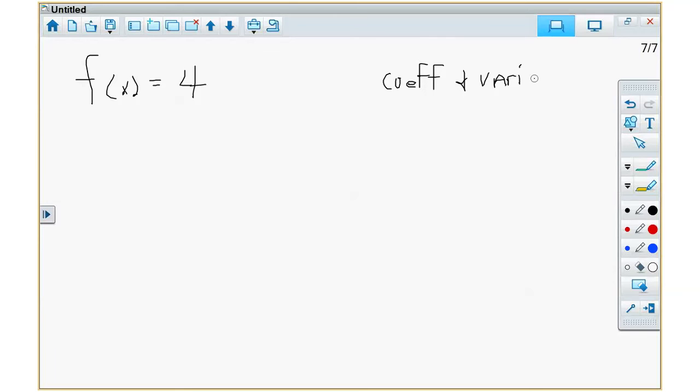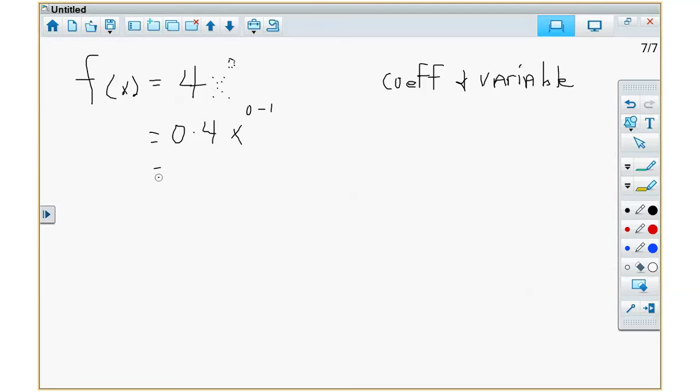And when in doubt, always write it the way it needs to be written, and hopefully you can work it out. The variable on this one is what? X to the what? X to the 0 power. Now use your rule. What does the 0 do? Comes out. So that's going to be equal to 0 times 4 x to the 0 minus 1.